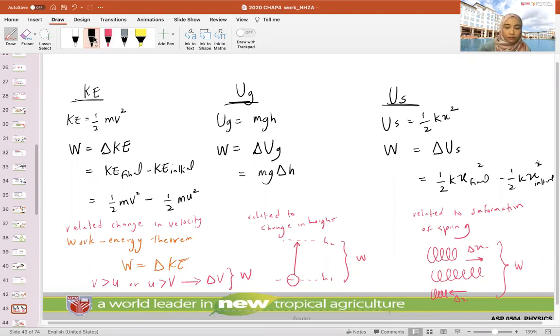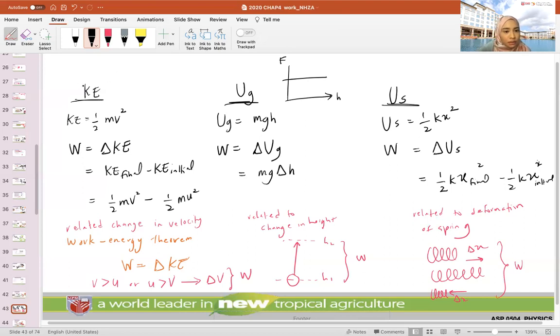So this is how you determine work done in these situations. What about the graph? The graph for mg: the force for mg is constant, right? So the F is constant over H. Your F does not change. Your U changes.